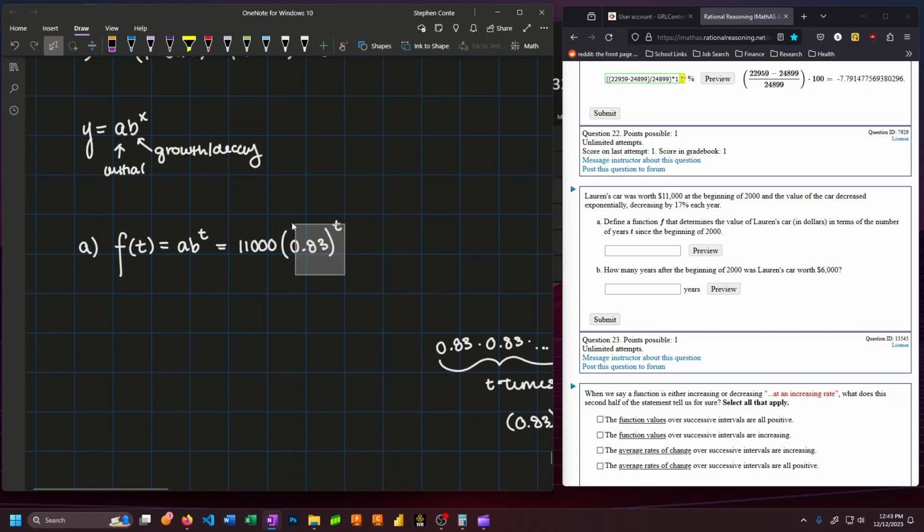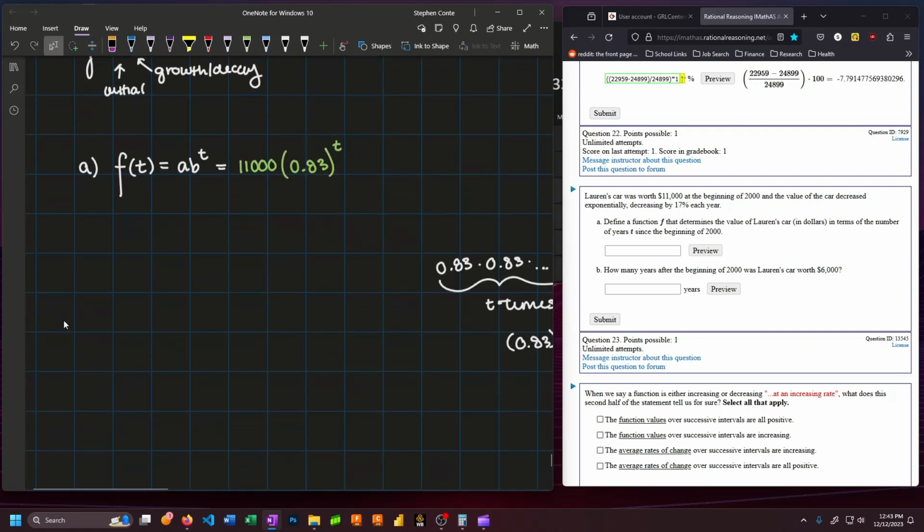So this is your function for A. Now B wants to know how many years at the beginning of 2000 would the car be worth $6,000. So I'm saying I want to know for what value of t is the function going to be equal to 6,000. Well, we just have to solve for t then, right? So what I can do is I'll set the function equal to 6,000, and then I'll just solve for t.